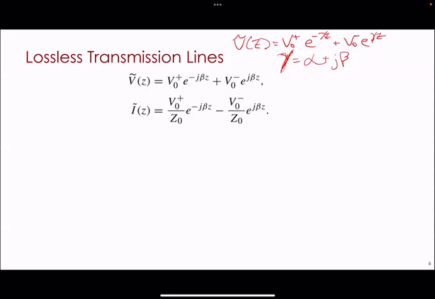Remember that you can tell the direction of wave propagation by the sign here. Negative j something means it's moving in the positive z direction. This one, we don't write the plus, but that's obviously what's there. That one's plus. That means it's traveling in the negative z direction. z is increasing in this direction, at least the way that I have it here.